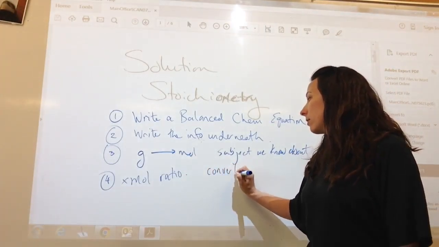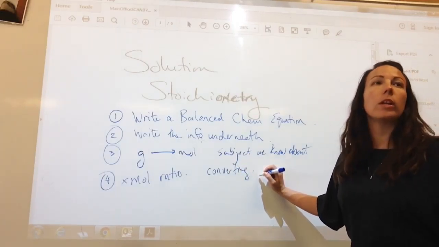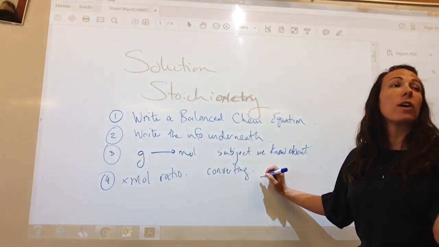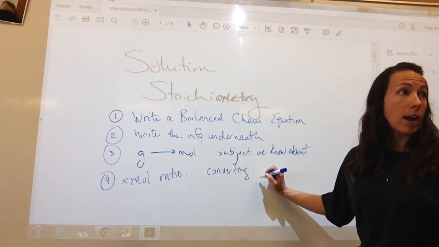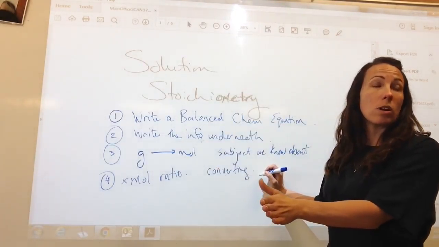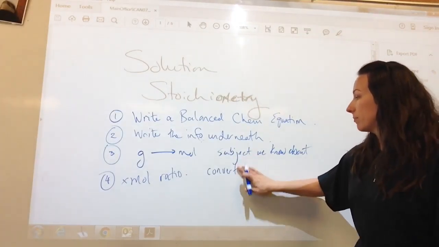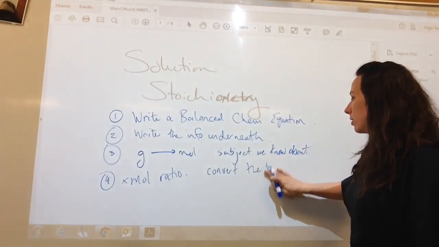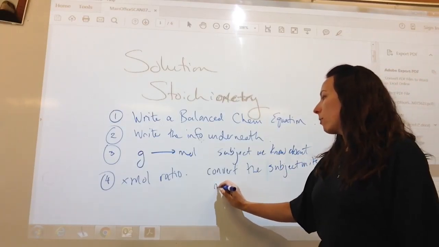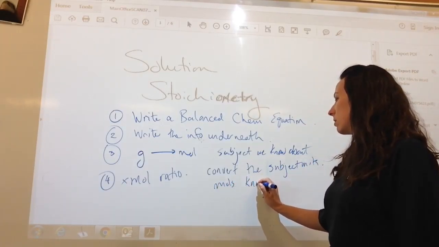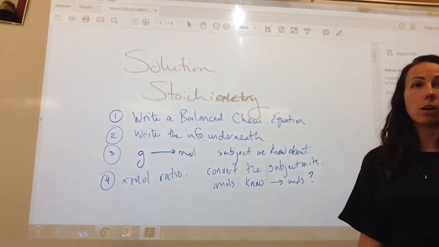Converting. Why do we need to cross the bridge, you guys? To find the moles of the other thing. Why do we want the other thing? That's what we're trying to find. Why are we over here in the first stream? Because that's what we're given. So we need to convert the subject units. So we're going from moles of what we know to moles of what we don't know, or want to find out, or the question mark.